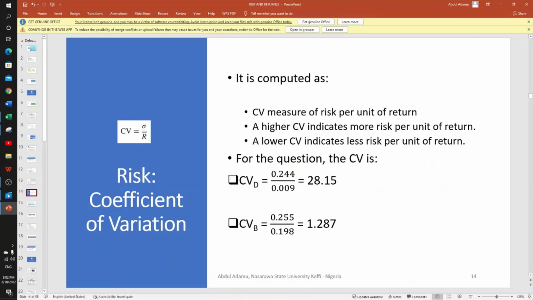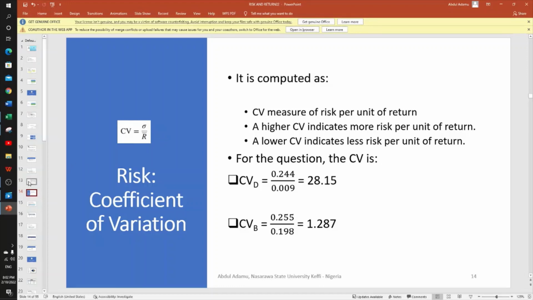So then another measure of risk is the coefficient of variation. It normally measured risk per unit of return. So a higher coefficient of variation indicates that there is more risk per unit of return. A lower means there is less risk per unit. So for our question, if we compute the coefficient of variation, is simply the standard deviation divided by the mean of return.